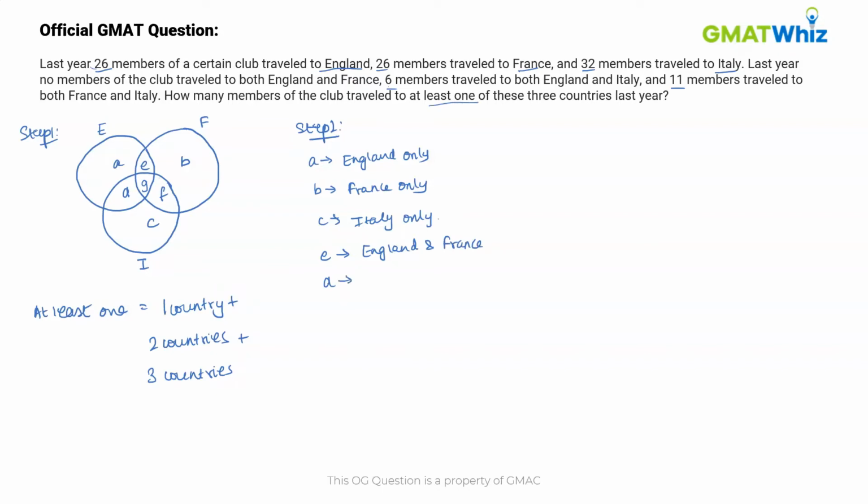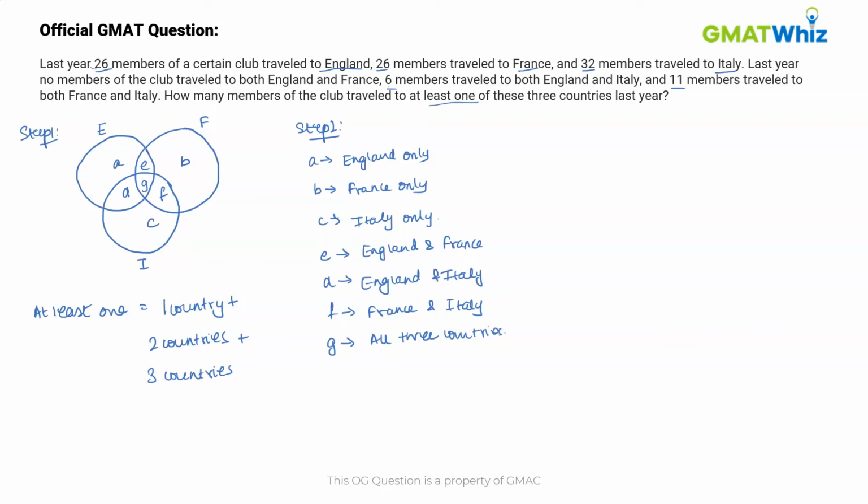D represents the number of members who traveled to England and Italy. F represents the number of members who traveled to France and Italy. And lastly, G represents the number of members who travel to all 3 countries.